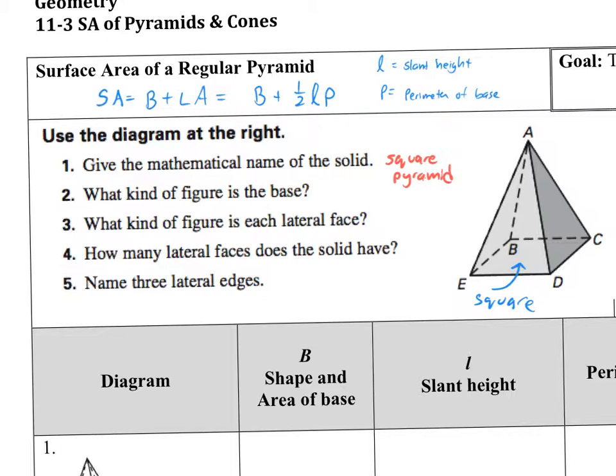All right, so what kind of figure is the base? We already mentioned that. The figure of the base is a square. What kind of figure is each lateral face? So we're looking at each of these puppies here, and we see that they are triangles. If you wanted to argue isosceles triangles, you probably could. The triangles here are sufficient. How many lateral faces does this puppy have? There are only 4 that go around: 1, 2, 3, and 4.